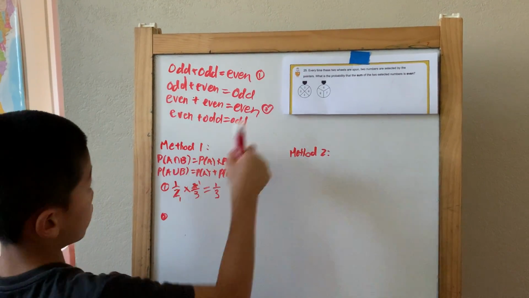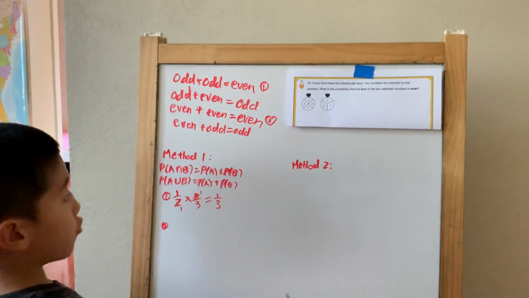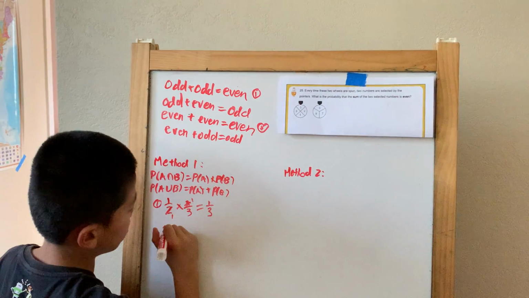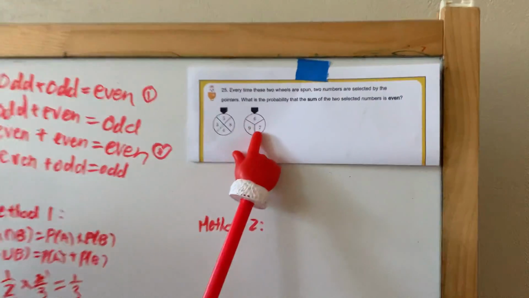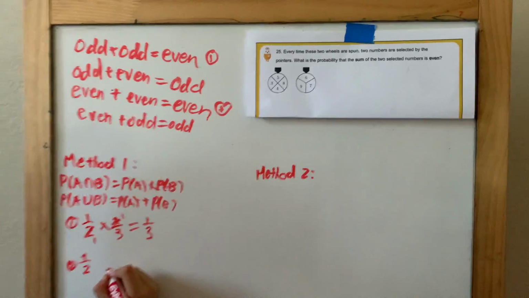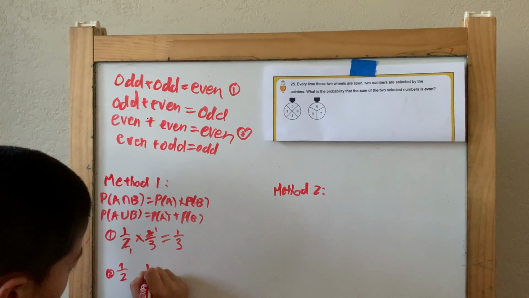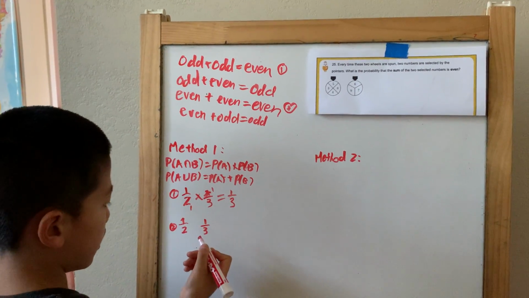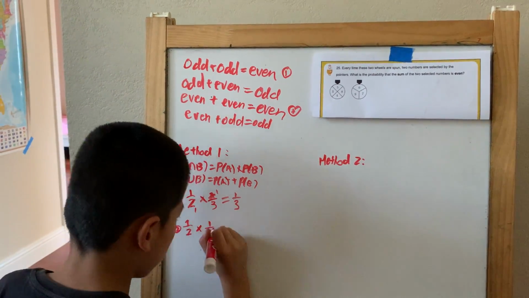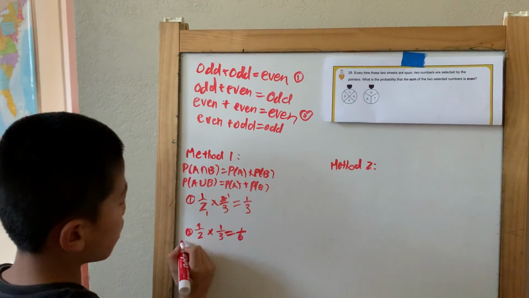Case 2, we have the even numbers. There are 2 even numbers out of 4 numbers in total in spinner 1, so the probability is 1/2. And there's 1 even number out of 3 numbers in spinner 2, so the probability is 1/3. Same thing as case 1, it's the probability of event A and B, so we have multiplication. We get 1/6. Now we have 2 cases.